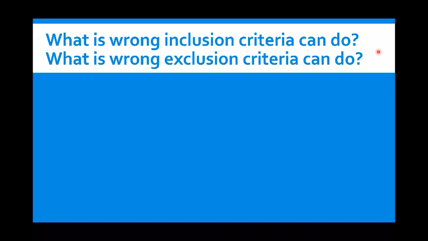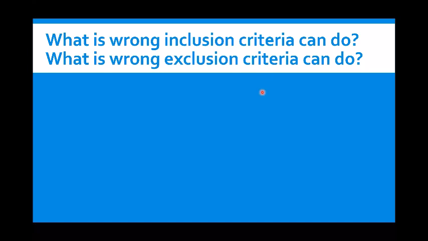So the question is, what can wrong inclusion criteria do, and what can wrong exclusion criteria do? If anybody wants to answer, either raise your hand or text me so I can unmute you. If there is no volunteer, I can continue. We'll give you seconds for people to volunteer and answer. Okay, I have a volunteer. Dr. Alam is volunteering, so let's unmute him. Yes, Dr. Alam, tell me.